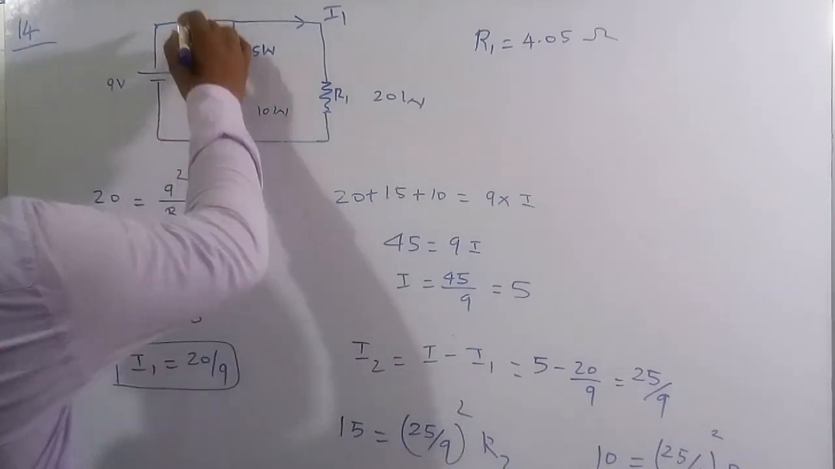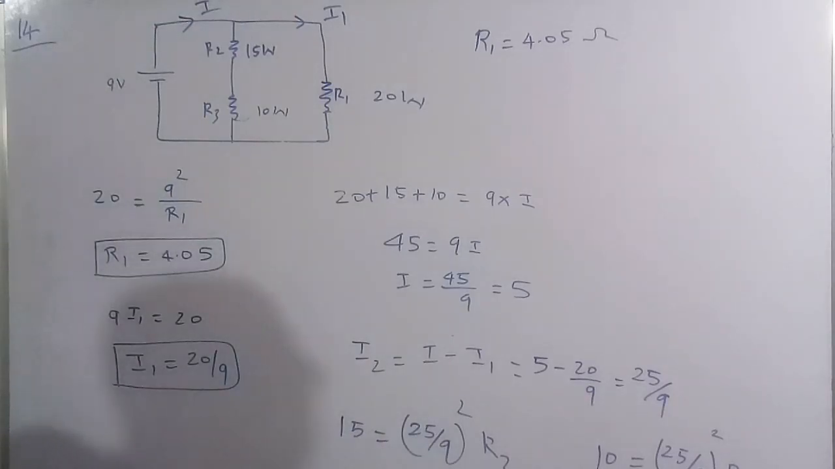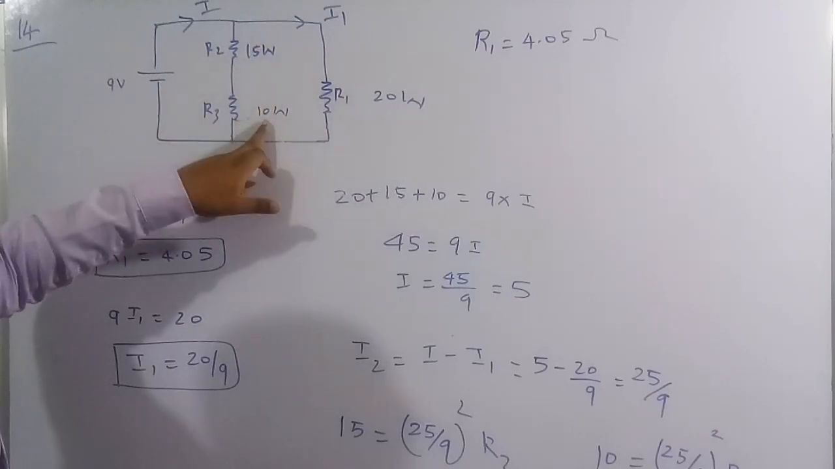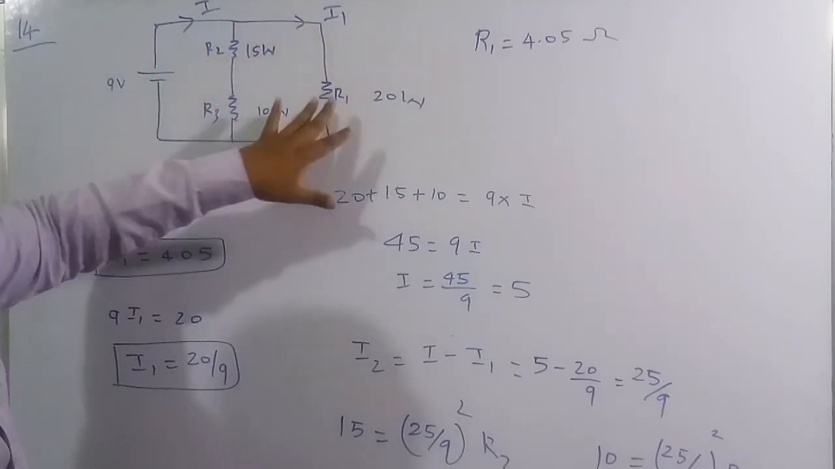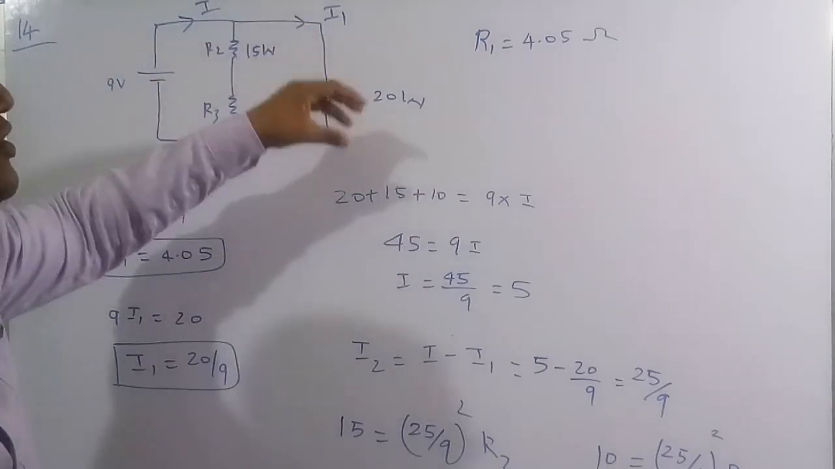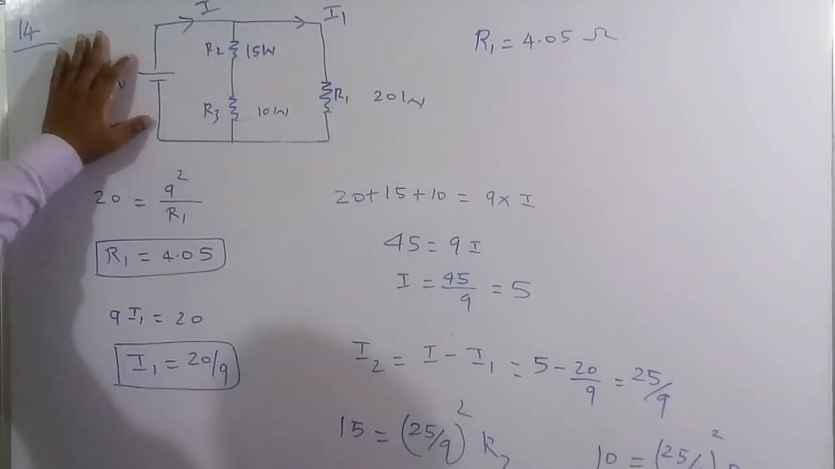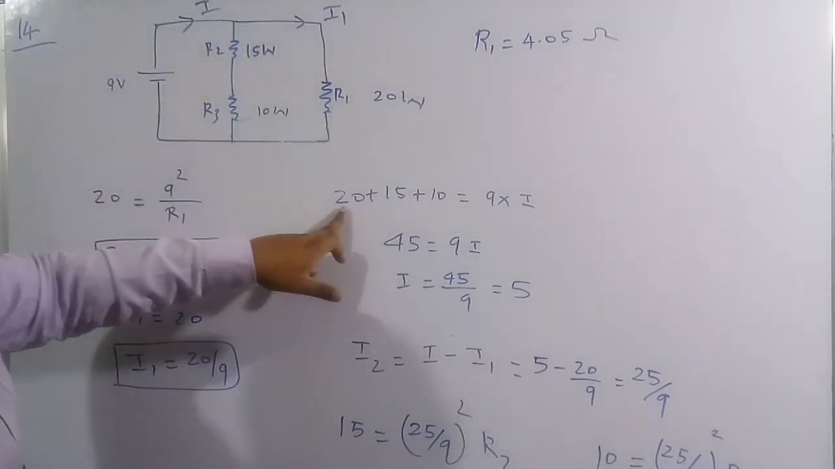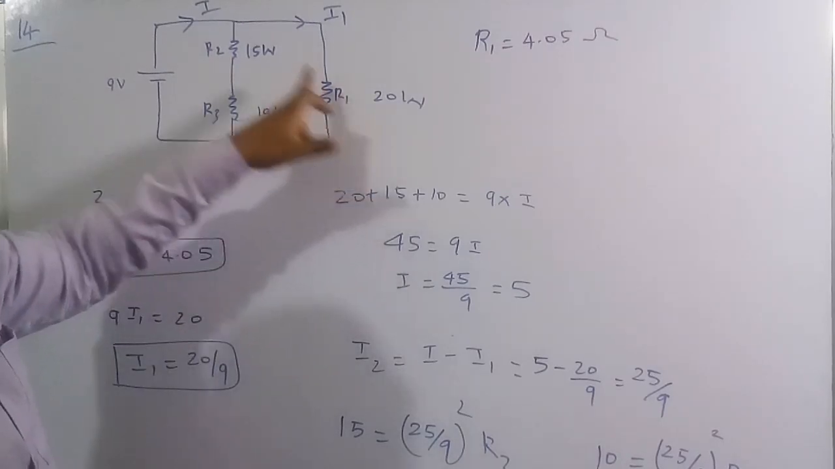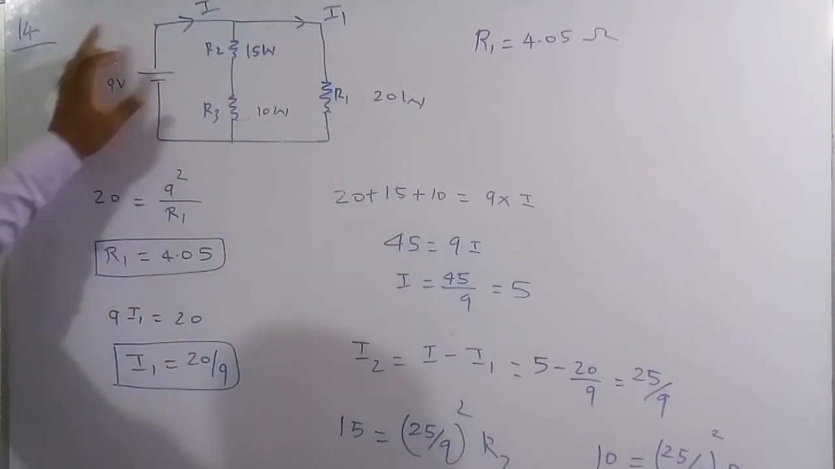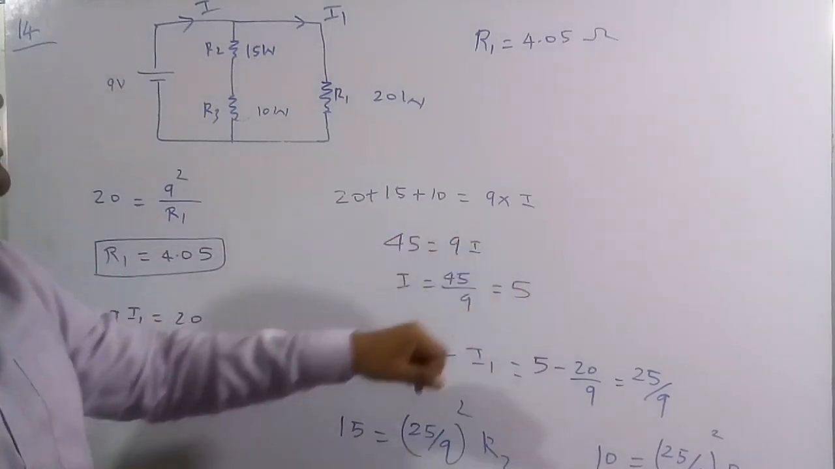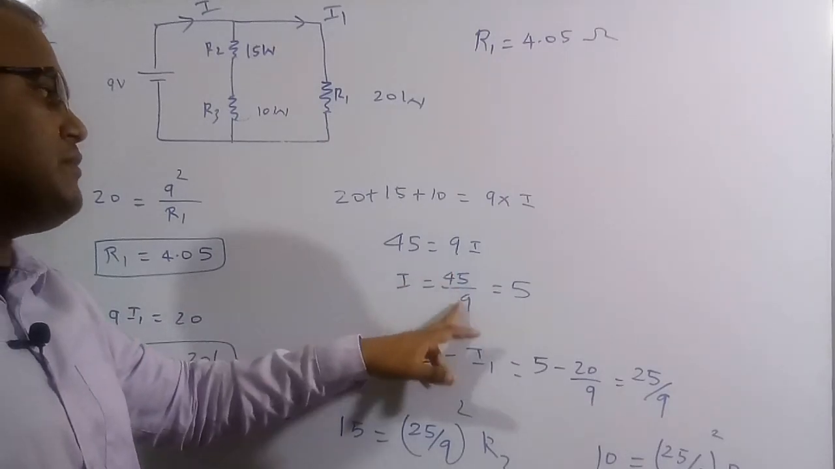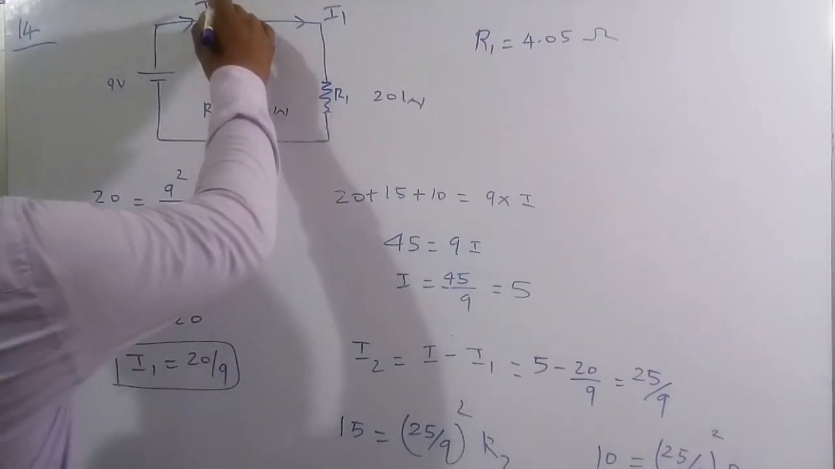And similarly here I want to know the value of the total current I. The total power consumed by the circuit is 20 watt plus 15 watt plus 10 watt. This amount of power is absorbed by all these 3 resistors, which means the same amount of total power should be delivered by the source. So whatever power is delivered by the source is equal to the power absorbed by these resistors. So 20 plus 15 plus 10, which is 45, is equal to total voltage into total current, so 45 is equal to 9 into I. Therefore I is equal to 45 by 9, which is 5. So I is equal to 5 ampere.